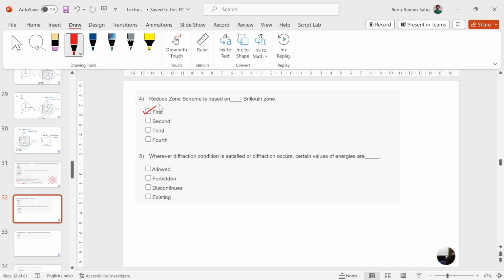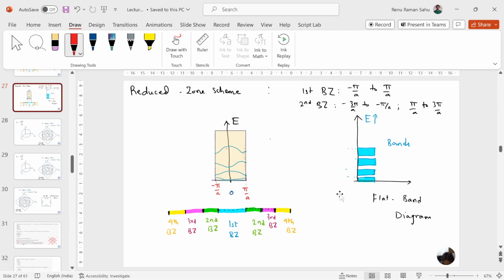First, what is it? Whenever the diffraction condition is satisfied or diffraction occurs, certain values of energies are discontinuous. You see here what is happening. Certain values of energy were there earlier, and now these values of energy are forbidden. Like for example here, these values of energy are not there.